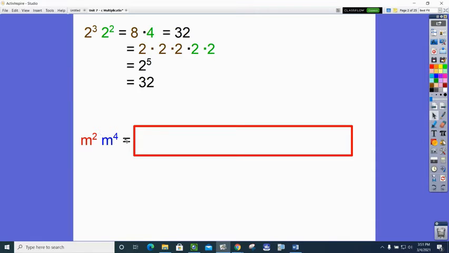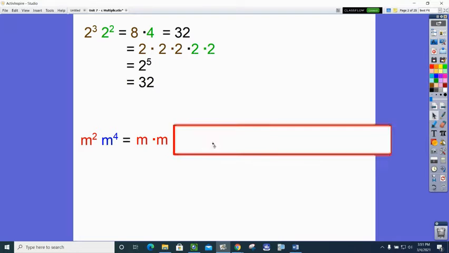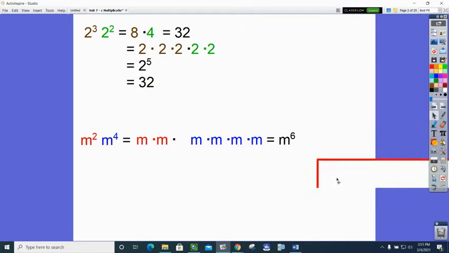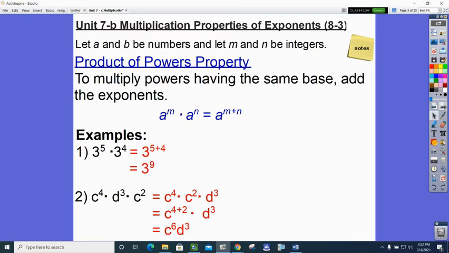So having said that, let me show you with variables. There's the 2 factors of n, and there's the 4 factors of n. And if you notice, 1, 2, 3, 4, 5, 6, there are 6 factors of n, not 8. So when you multiply common bases, you write the base and add the exponents. Now we're not going to have to keep writing those out anymore. I just wanted to give you that visual.